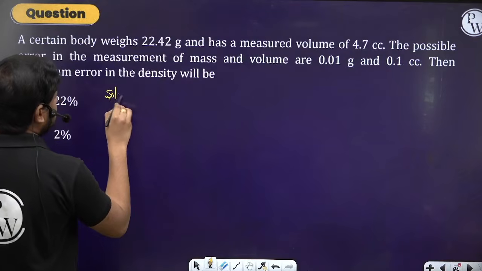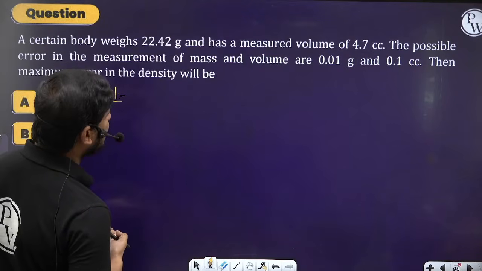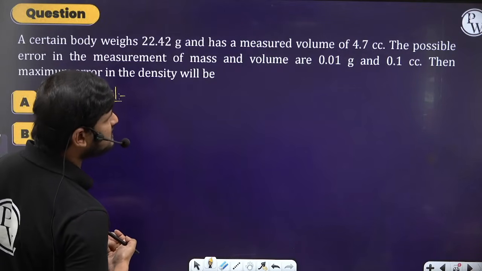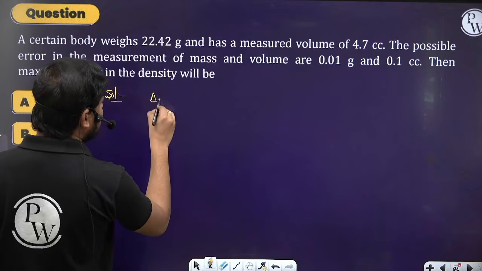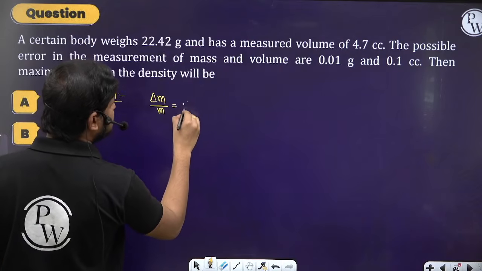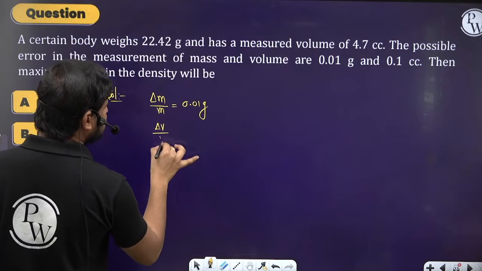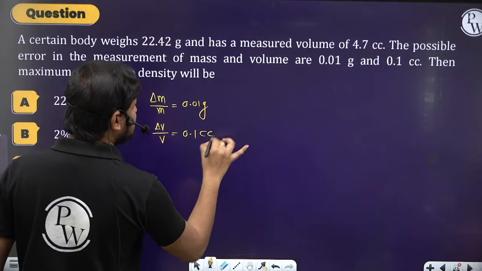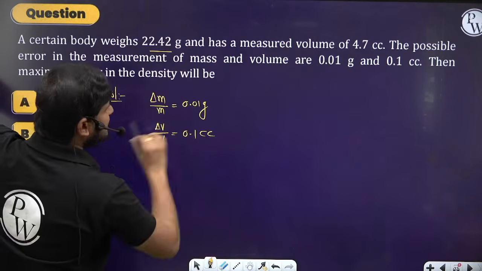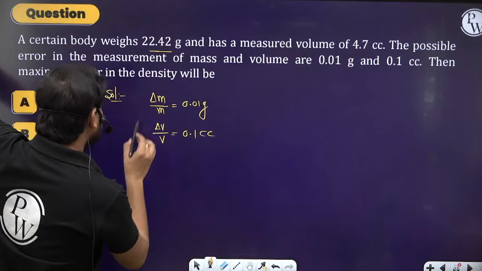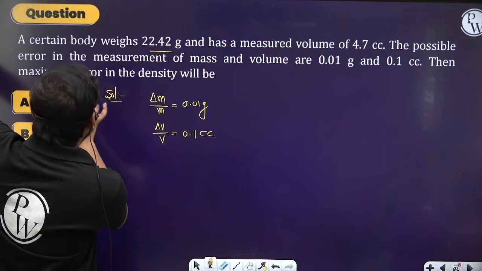Let's move to the next question. A certain body weighs 22.42 grams and has a measured volume of 4.7 cc. The possible error in the mass, delta m, is 0.01 gram, and the error in volume, delta v, is 0.1 cubic centimeter. Then the maximum error in the density. Original mass and volume are given, and the errors in mass and volume are given, so we have to find the error in the density.